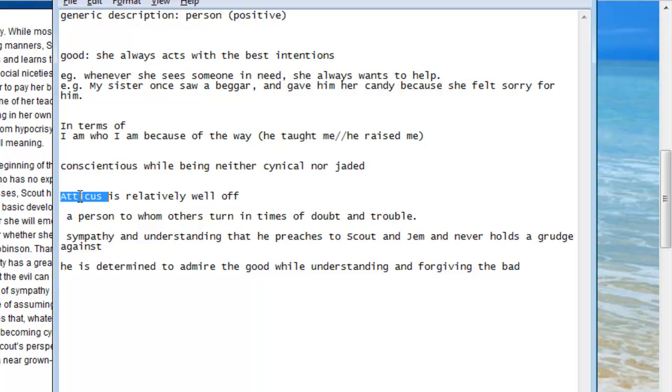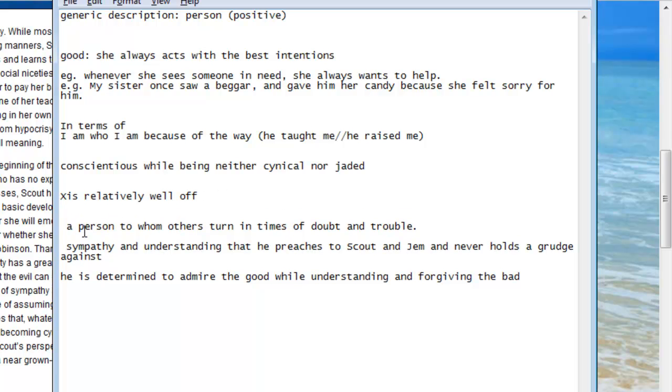So someone is relatively well off. Someone, again, is a person to... okay, we'll change that because it's not really spoken English. Who others turn to in times of doubt. Yeah, okay. I quite like doubt more than trouble. Trouble's a little bit low level.